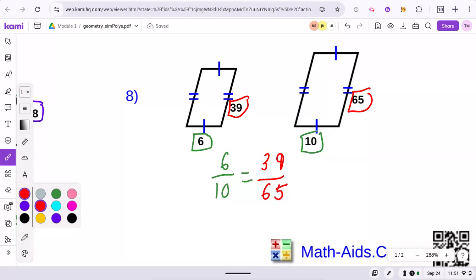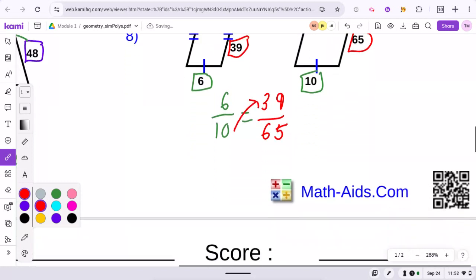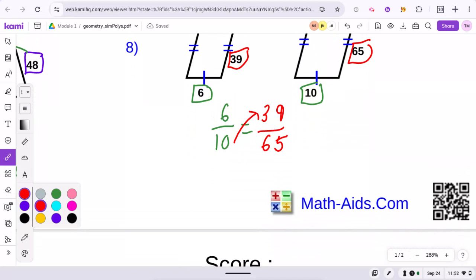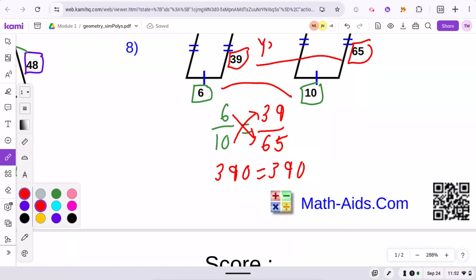So same process for this one. You could do 10 times 39. For that one, I could just do a shortcut and add a 0. 39 times that 10 would give me 390. And then for 6 times 65, you can put into your calculator 6 times 65. That equals also 390. So these two sides would also be proportional.